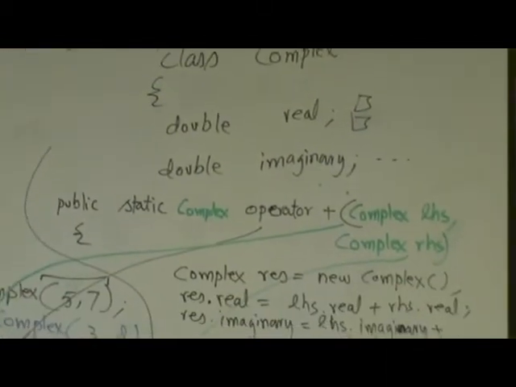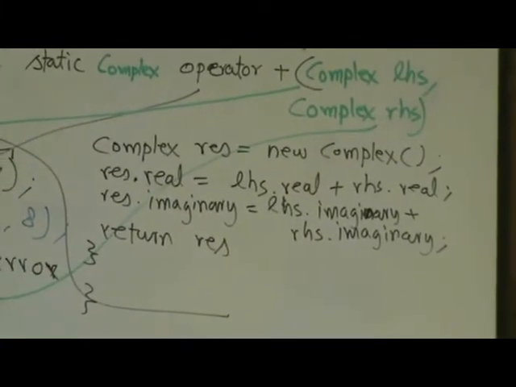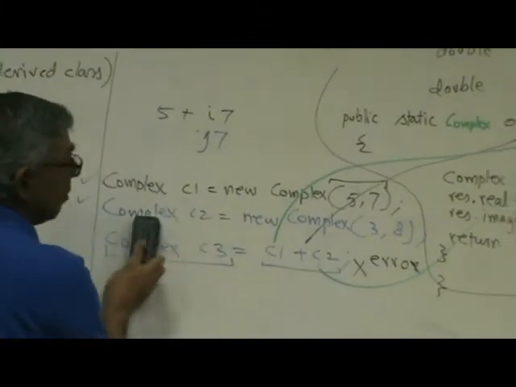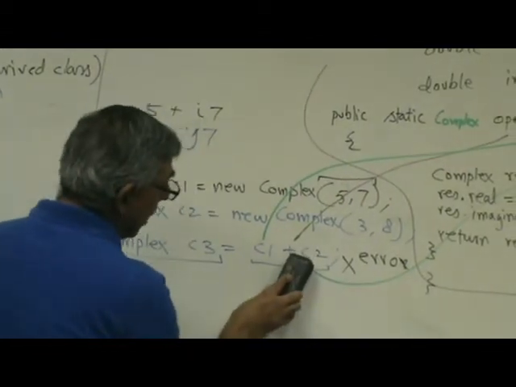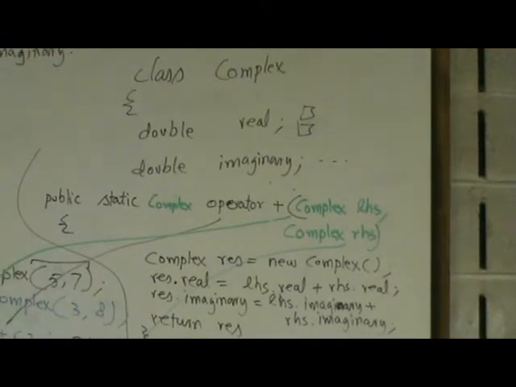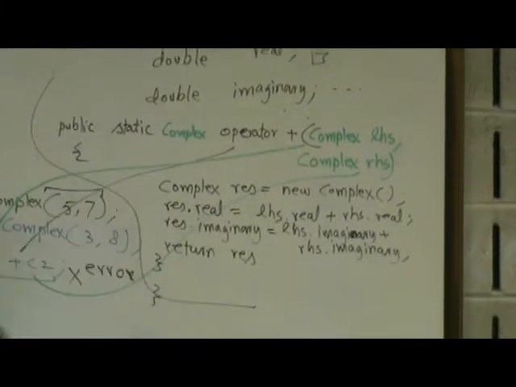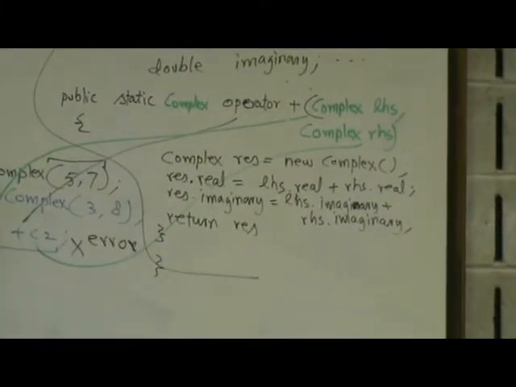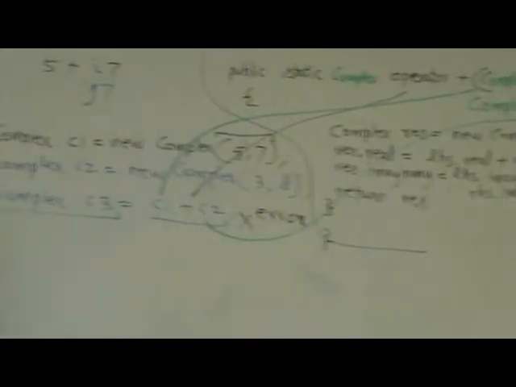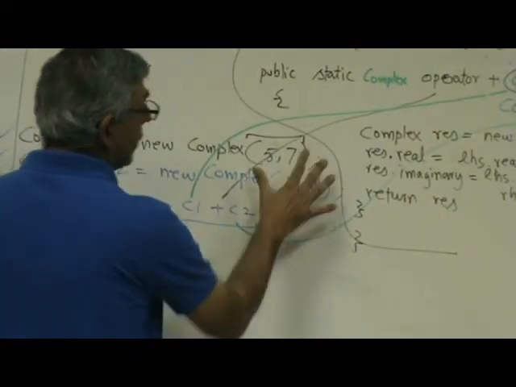Okay, so now whenever somebody writes complex C3 equal to C1 plus C2, compiler will check what is C1, it is complex, what is C2, it's complex. Then the compiler will go to the complex class. Is there a plus defined? Yes, there's an operator plus defined. So this call will be replaced by a call to this function. So result will come back with the addition of the two real parts and the imaginary parts, and we'll store it in C3, right? So now there will not be any error over here.